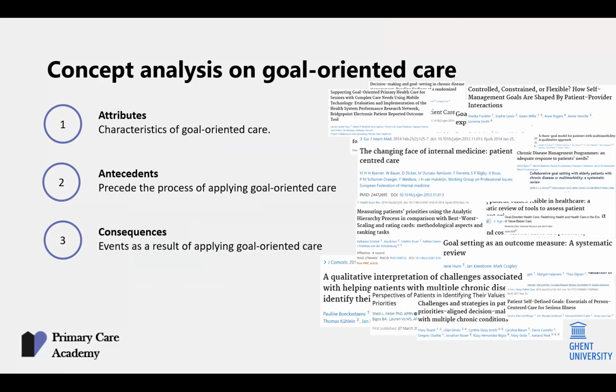To gain some more clarification on the concept, as I already said, we conducted a concept analysis. The three most important phases of conducting a concept analysis are defining attributes, antecedents, and consequences. I will mainly focus on the attributes of goal-oriented care because they represent the overall characteristics and provide the most insight in understanding the concept.